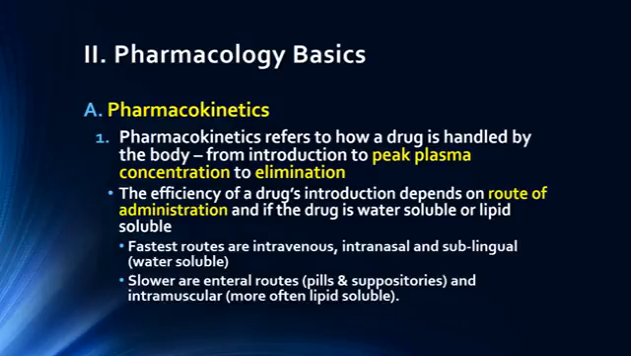Slower routes are what we call the enteral routes, pills and suppositories, so those that require the GI tract, and intramuscular drugs are often more lipid-soluble and then have to be absorbed through the blood system from muscles themselves.